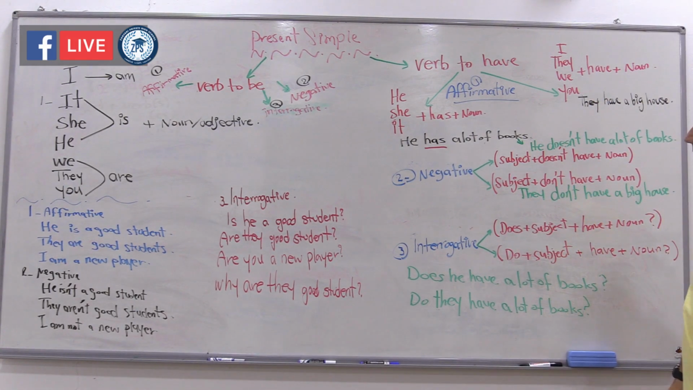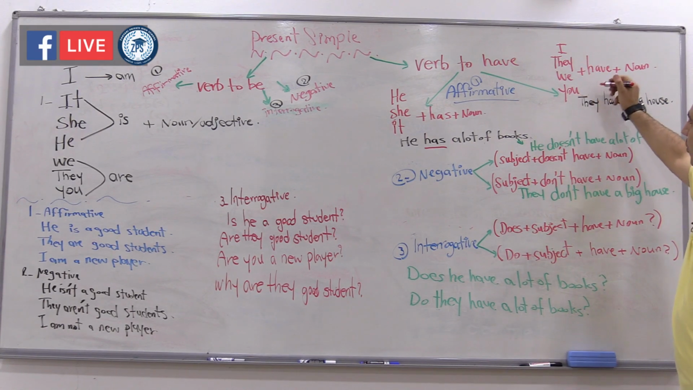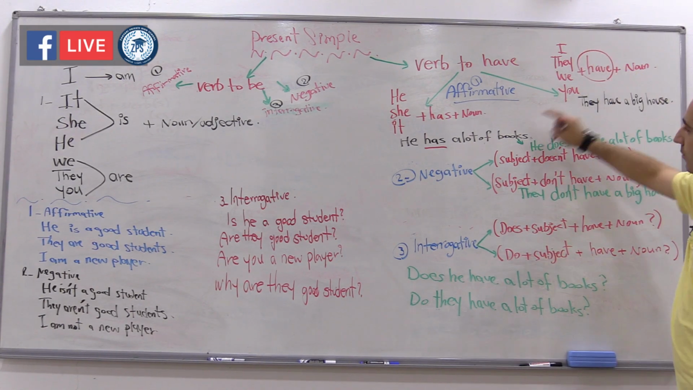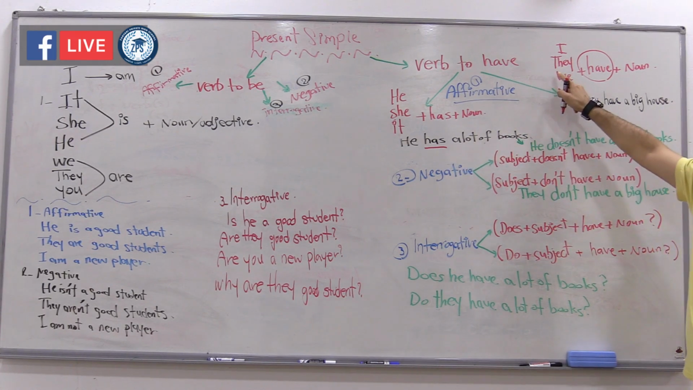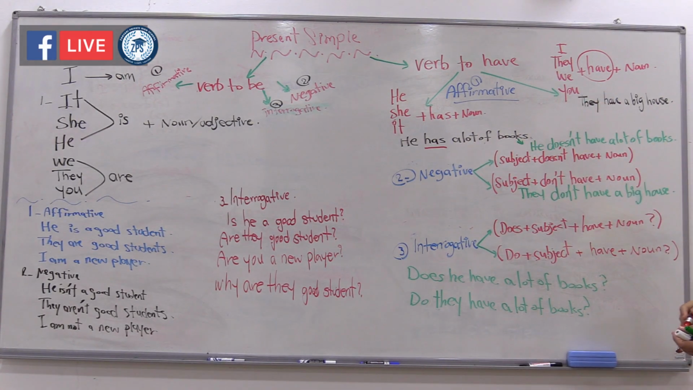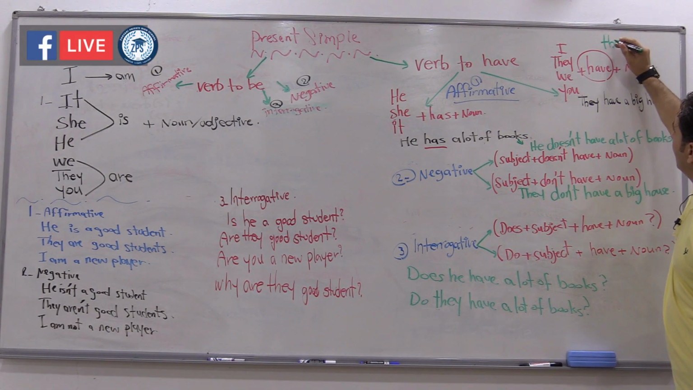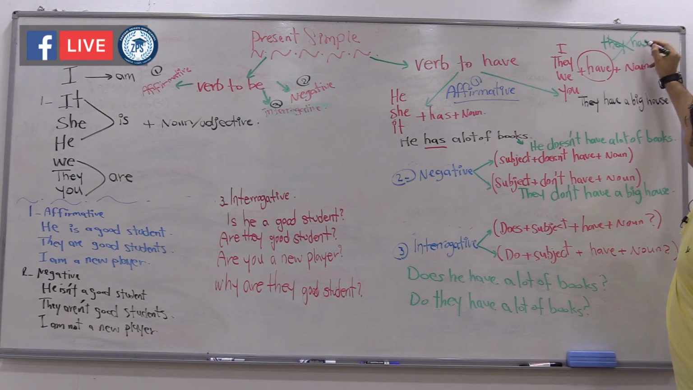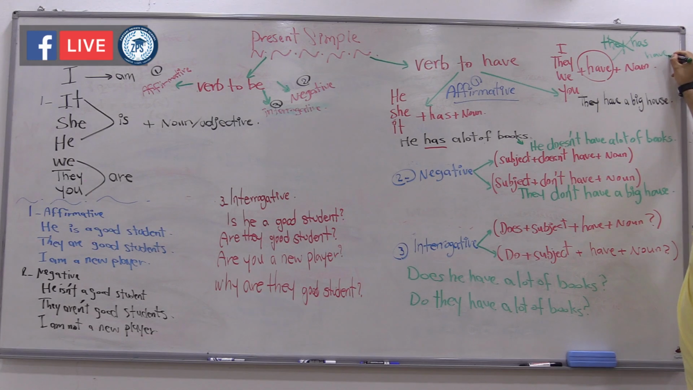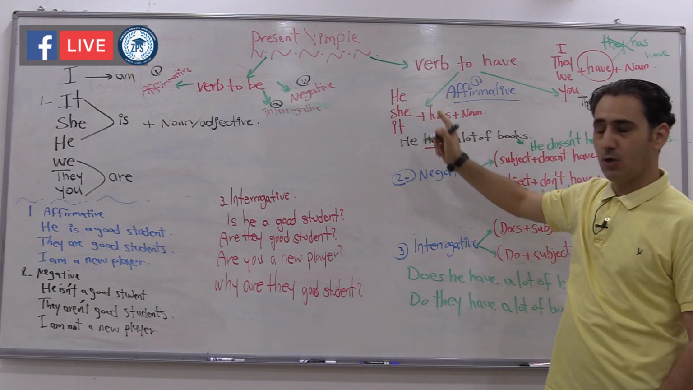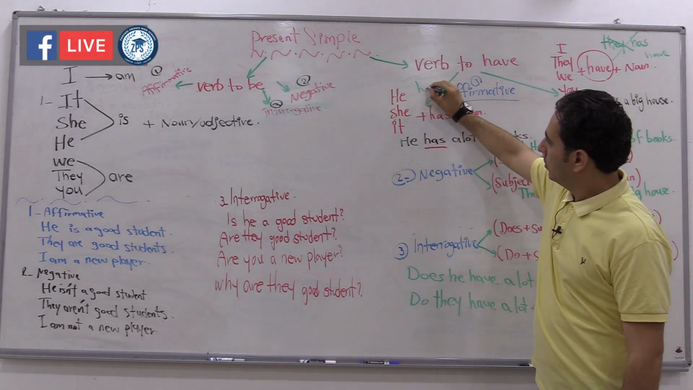Yes. What about the plural? Like I, they, we, you, we should use have instead of has. We cannot say they has. It's not correct. They has, no. We should use have. He have, no, it's not correct.